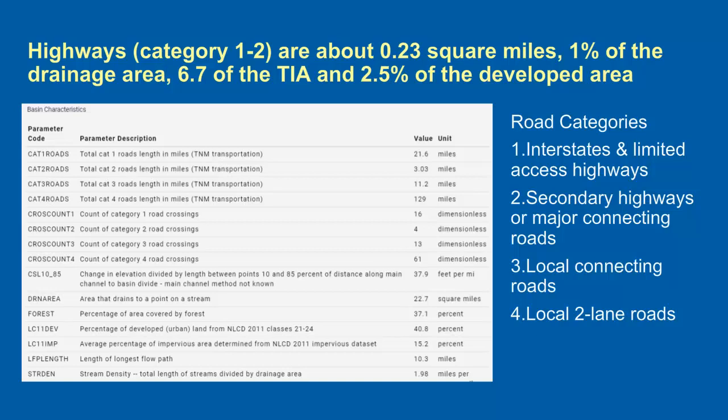We separated the highway categories, 1 and 2, from the other impervious and developed areas using an estimated width of 50 feet per side for the highways based on Google Earth sampling. These highways cover about 0.23 square miles and are about 1% of the drainage area, 6.7% of the total impervious area, and 2.5% of the developed area. The remaining developed area, which is about 9 square miles, has an estimated impervious fraction of about 36%.